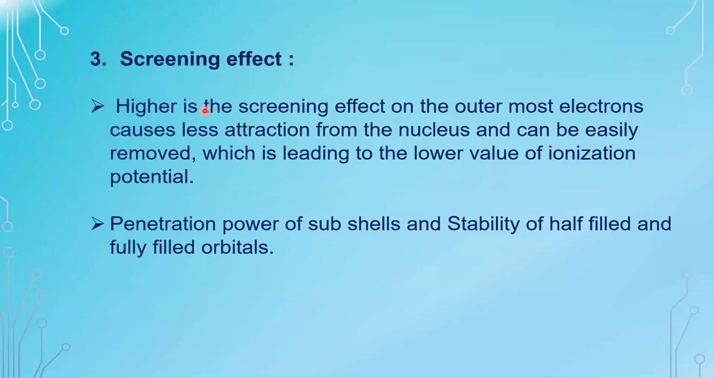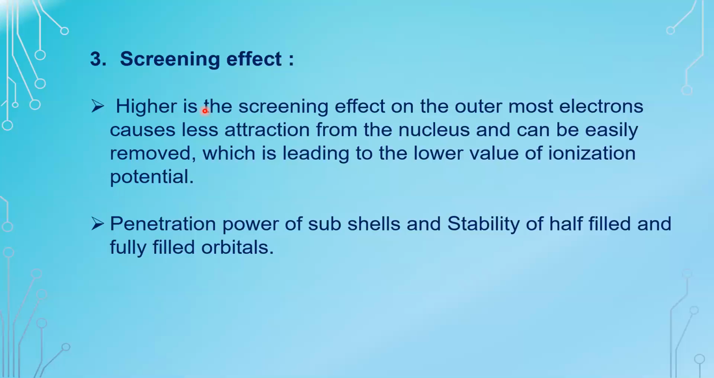I hope it is clear to you. I repeat one more time: the phenomenon which occurs when the nucleus reduces its force of attraction on the valence electrons due to the presence of electrons in the inner shell. Valence electron means the electron present in the outermost shell.